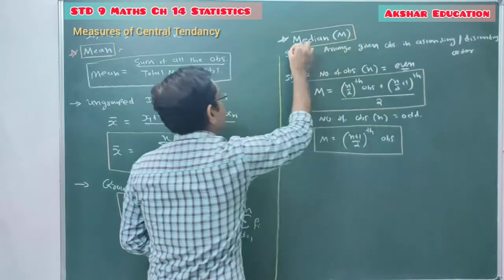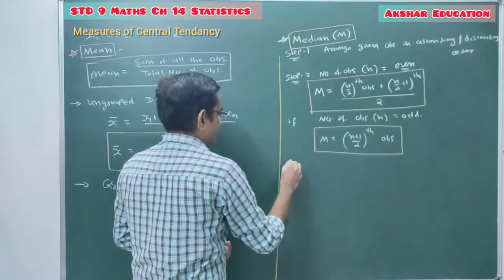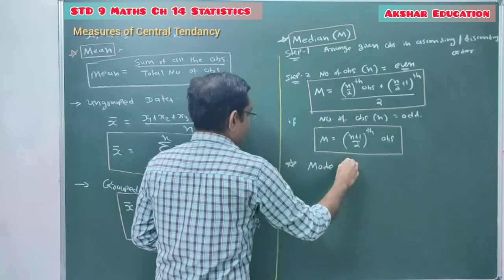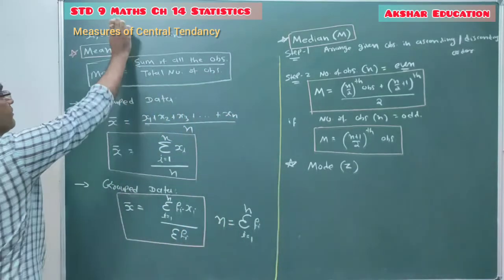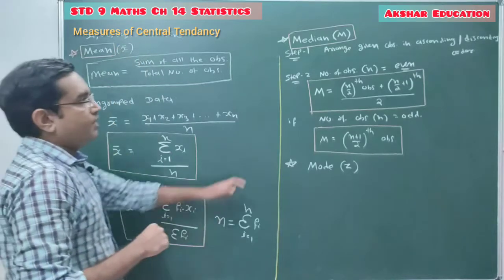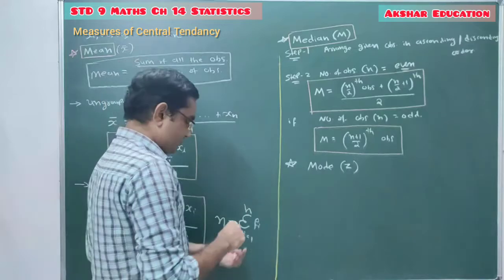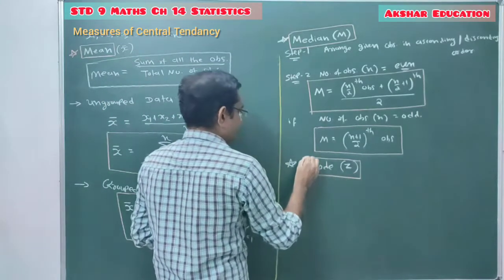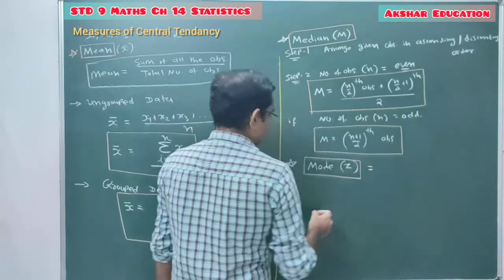Third measure of central tendency is mode. Mean, median and mode. Mean is represented by X bar, median is represented by capital M, and mode is represented by capital Z. Now mode, सबसे easiest formula.